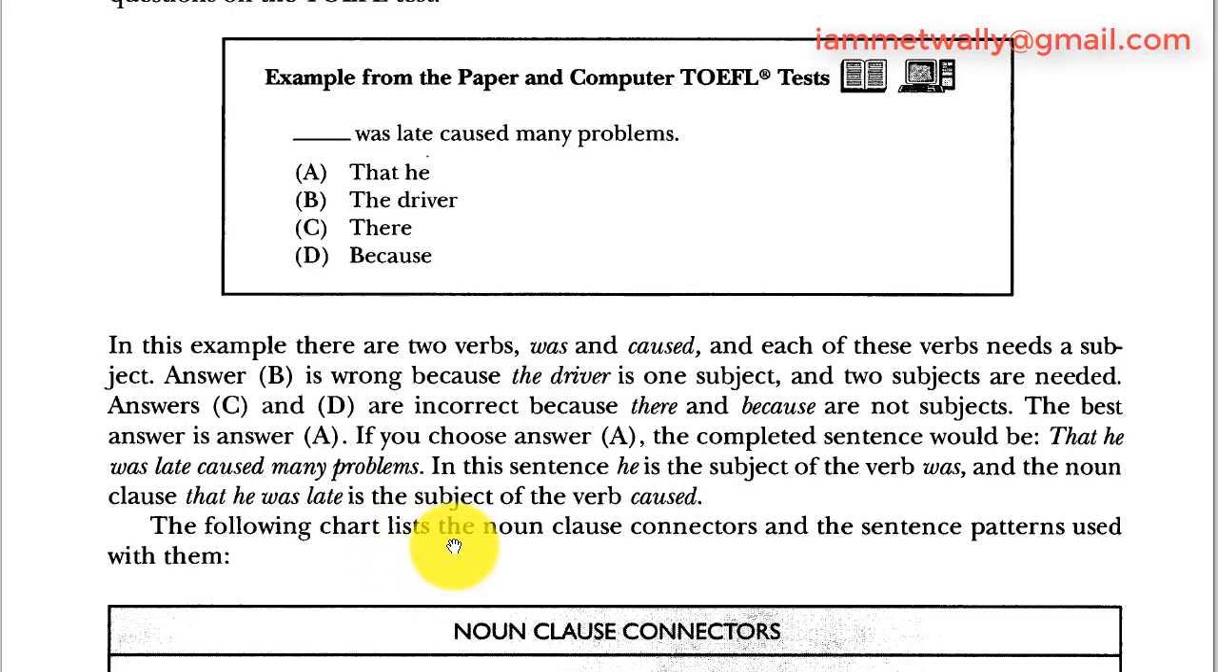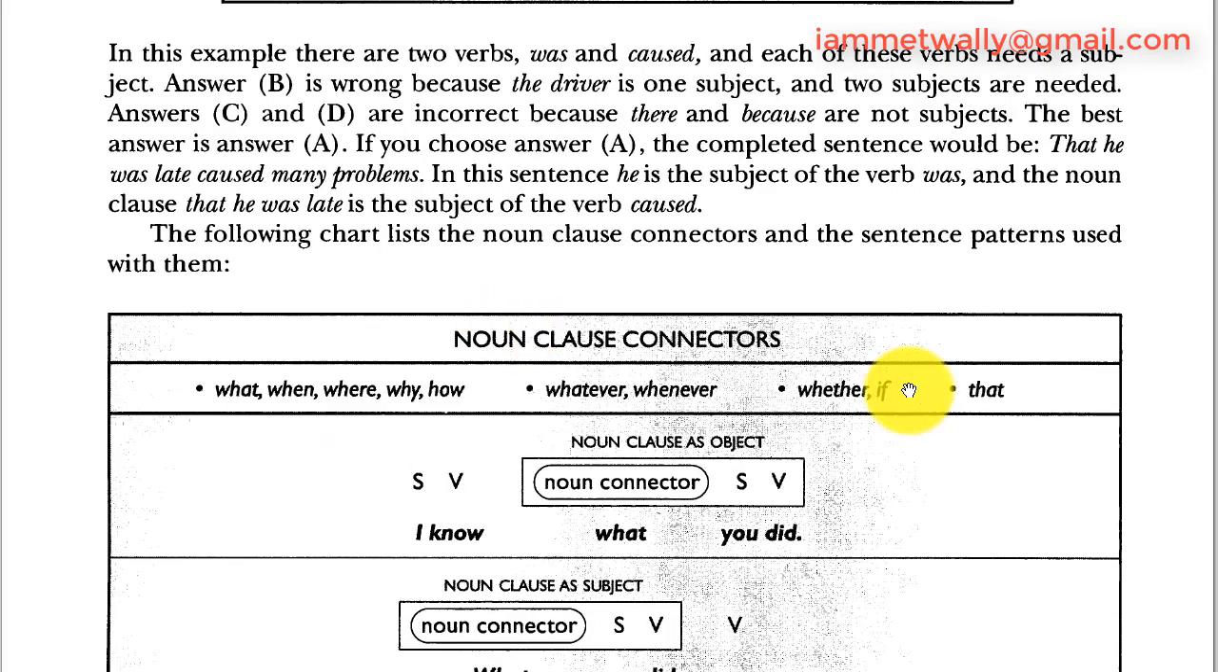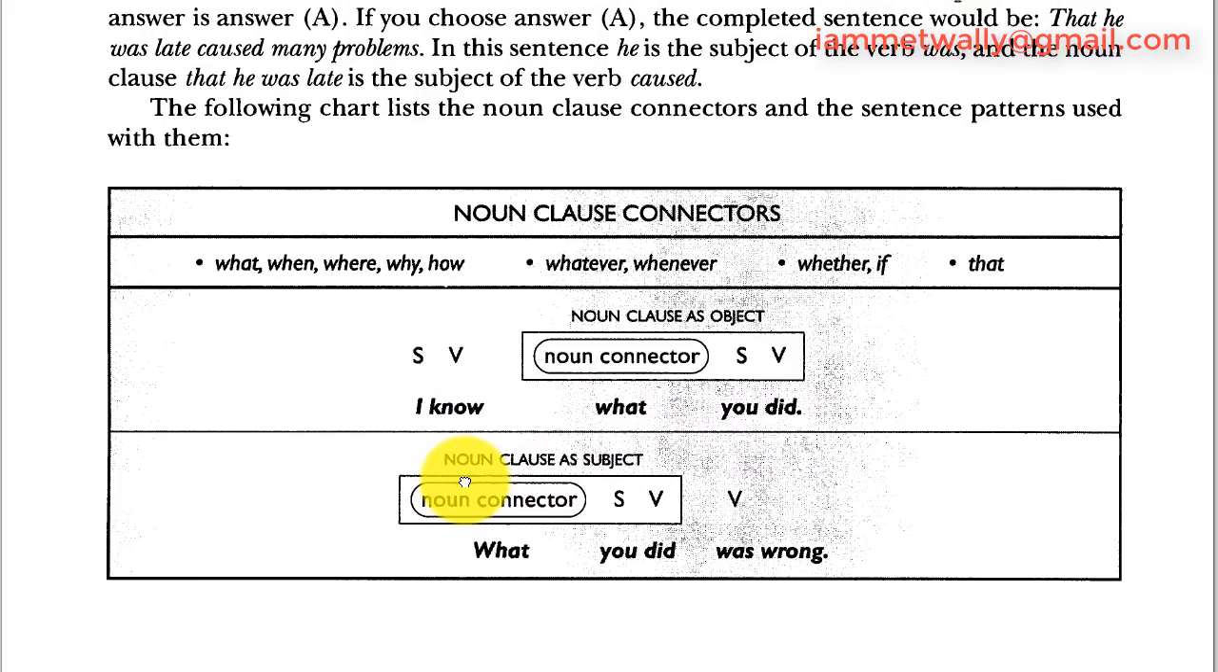The following chart lists the noun clause connectors and the sentence pattern used with them. Noun clause connectors: what, when, where, why, how, whatever, whenever, whether, if, that are all used as noun clause connectors. So I have the pattern like that: subject, verb, noun clause as object. I know what you did. Or a noun clause like this one here: I have the noun clause connector, subject, verb, then verb, like what you did was wrong.